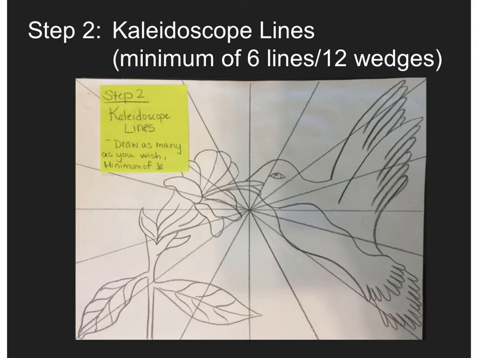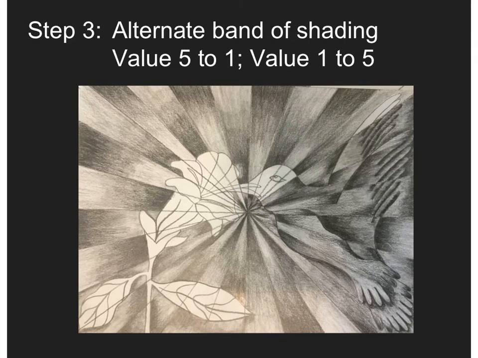Step 2 is kaleidoscope lines. Usually you put the dot in the center, and then you need to draw lines going through that. They will bisect that. You need to draw a minimum of 6 lines, which is 12 wedges. So this is 1 line, 2 lines, 3 lines. If you're counting the wedges, it's 12. If you're counting the lines, it's 6. So alternate bands of shading from value 1 to 5 and 5 to 1.